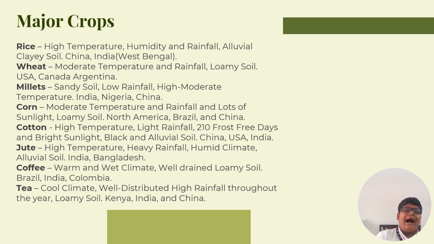For jute, high temperature, heavy rainfall, and humid climate are required, and it is grown in alluvial soil. They are mostly processed in India and Colombia. For tea, a cool climate and well distributed, high rainfall throughout the year are needed. They are grown in loamy soil, mostly produced in Kenya, India, and China.